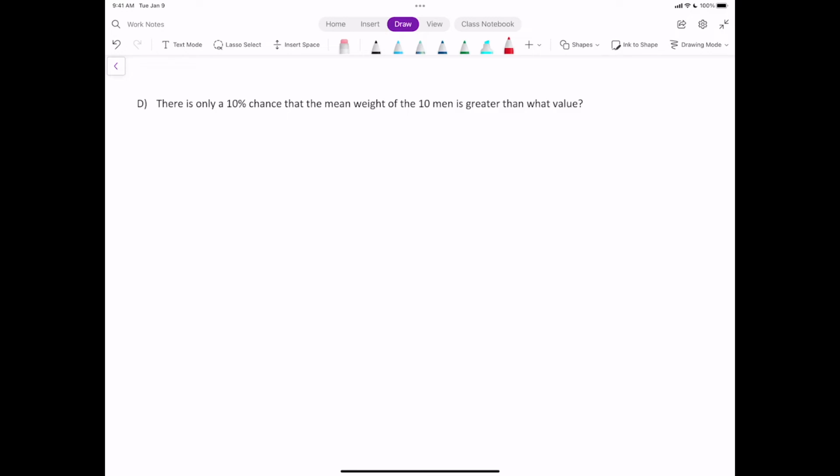So the question becomes, another way of thinking about this question is looking at it from this perspective. We are trying to say the probability of X bar greater than some number, which we don't know, some sample mean weight, has to equal 10%. That's what this is saying. What is the mean weight that only 10% is greater than that mean weight value?